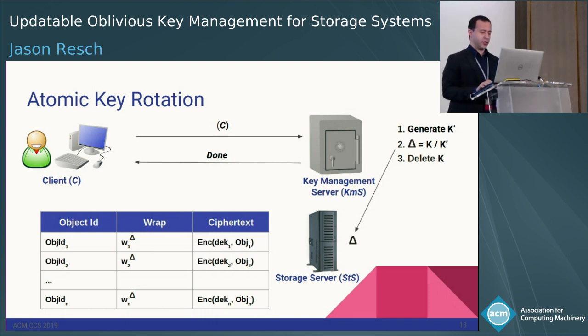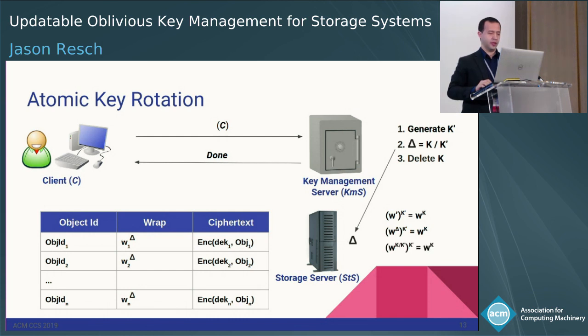Now the reason this all works is because the updated wrap value, let's call that W prime, when raised to the power of K prime, equals the old wrap to the power of the old key. This follows due to how W prime is defined as W to the power of delta, which is W to the K divided by K prime. So when you look at this equation, you can see the K primes cancel out and you're left with the original encryption key. However, importantly, the old key can't be used to decrypt this updated wrap value.